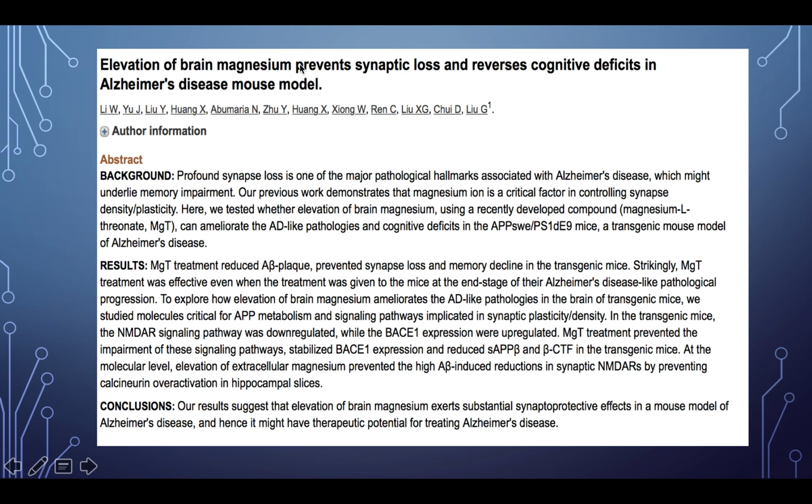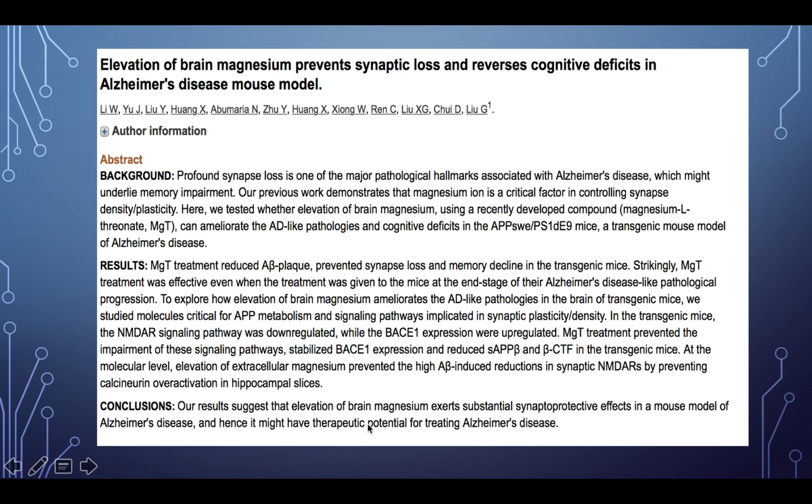So, elevation of brain magnesium prevents synaptic loss and reverses cognitive deficits in Alzheimer's disease mouse models. As soon as I read this, I got really excited because Alzheimer's is not great. I've seen some really, really debilitating Alzheimer's patients, and it breaks my heart for the patient and also for the patient's family. So anything we can do to help. But the results, I'll let you read.